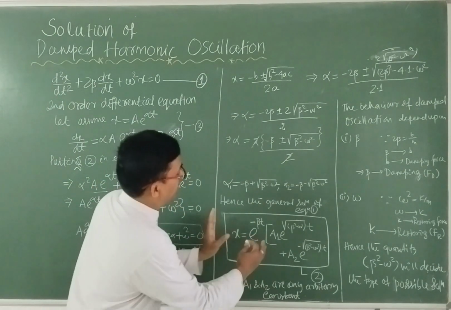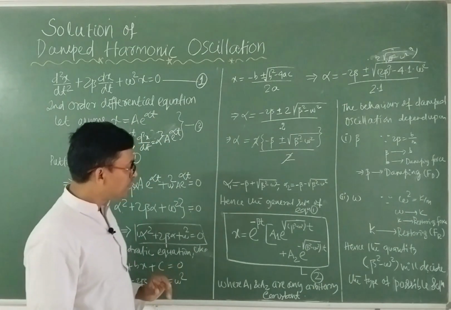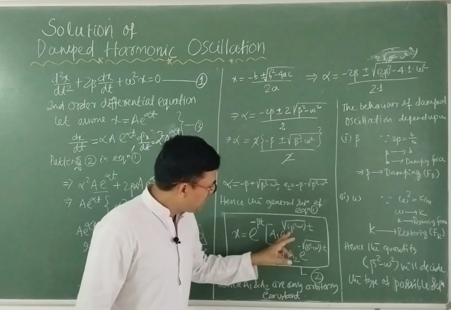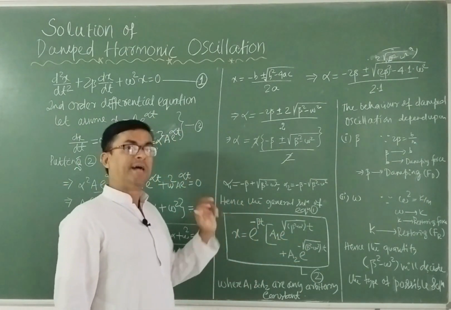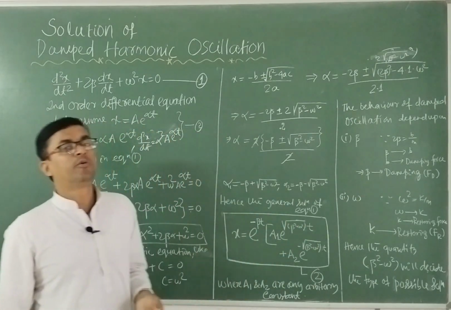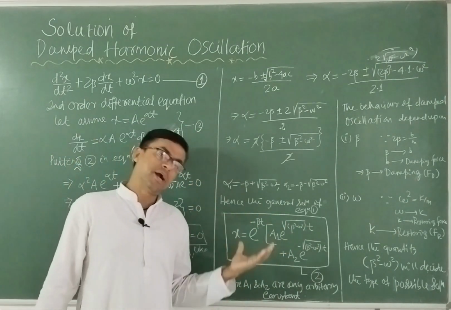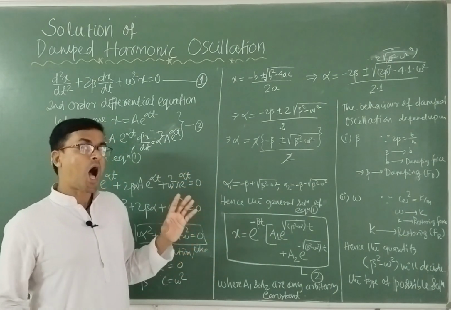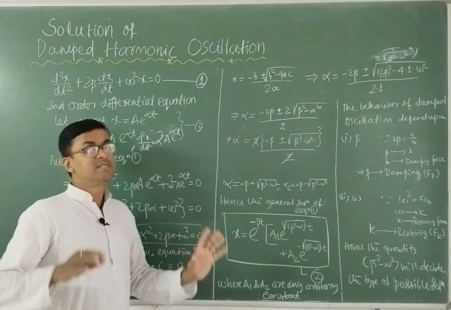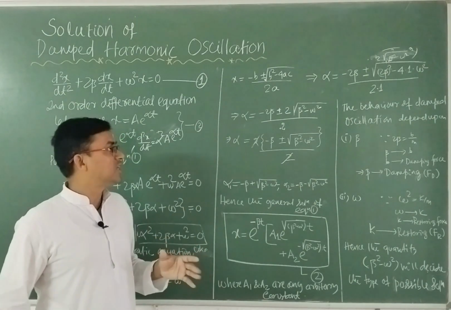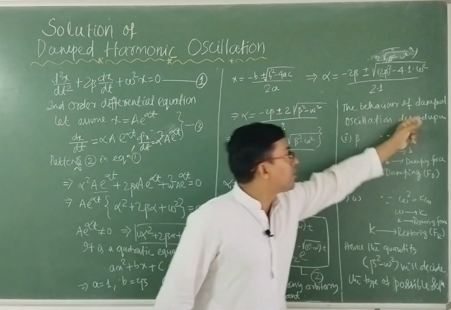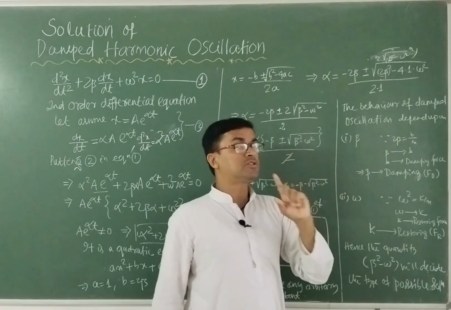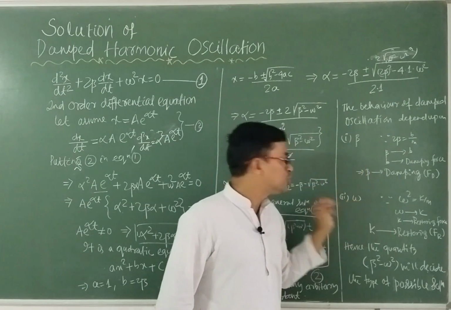But if we observe this solution carefully, there is a term beta and omega, and we don't know what the value of beta and omega will be. Beta may be more, omega may be more. But how are beta and omega related to this motion, let's discuss. The behavior of damped oscillation depends upon these two factors, one is beta, another is omega.